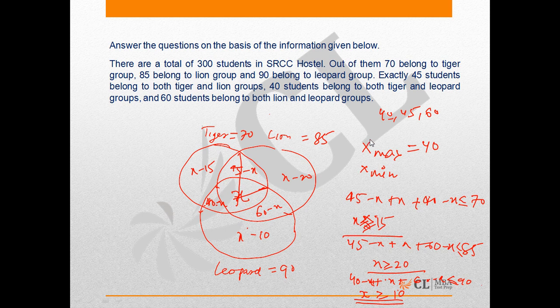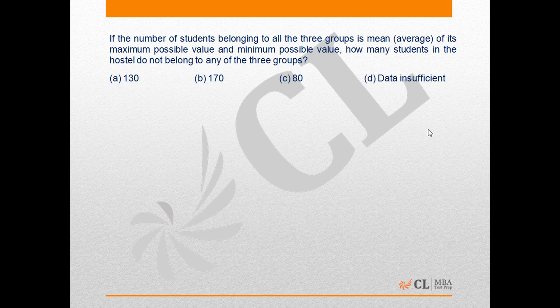So there are 3 things, that is X is greater or equal to 15, X is greater or equal to 20, and X is greater or equal to 10, and common of these is X greater or equal to 20. So the minimum value of X has to be 20, because X cannot be less than 20. Therefore minimum value of X is 20. Now let's move to the questions.